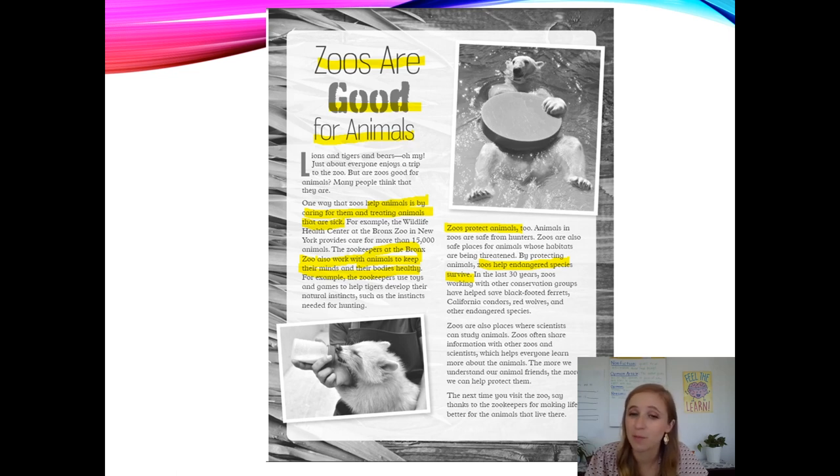I bet that you did. I noticed that the author says that zoos are places where we can study animals and everyone can learn more about the animals. So, zoos help everyone learn more about the animals. That's another reason that supports the idea that zoos are good for animals. I wonder if you guys found all the same reasons I found, or if you even found different reasons. Awesome job.